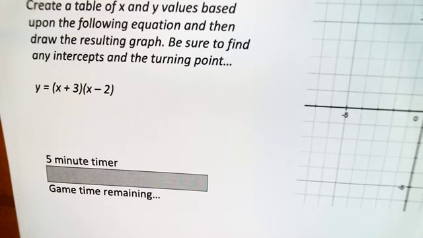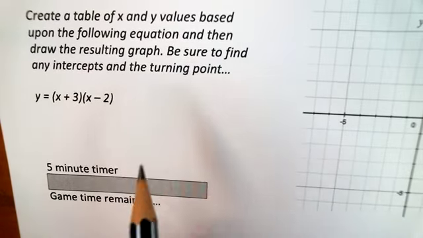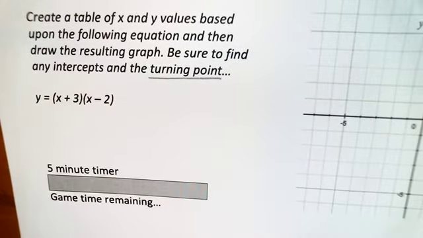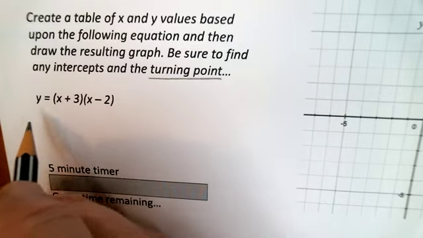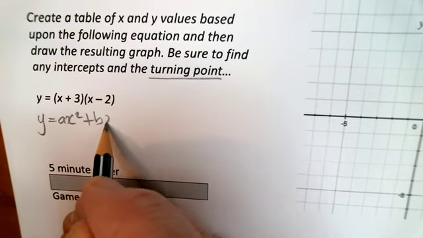Just had a really great question about finding the turning point of a graph. So this question asks for all sorts of things, but the last thing it asks for is the turning point. So let's say, for example, we would put this into the basic quadratic form, which is y is equal to ax squared plus bx plus c.